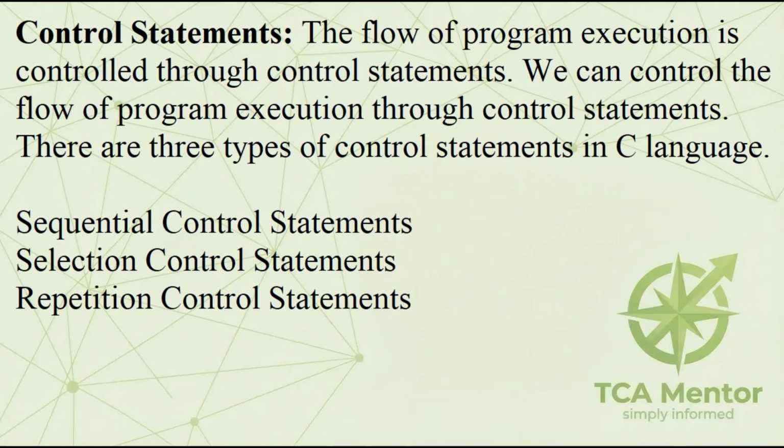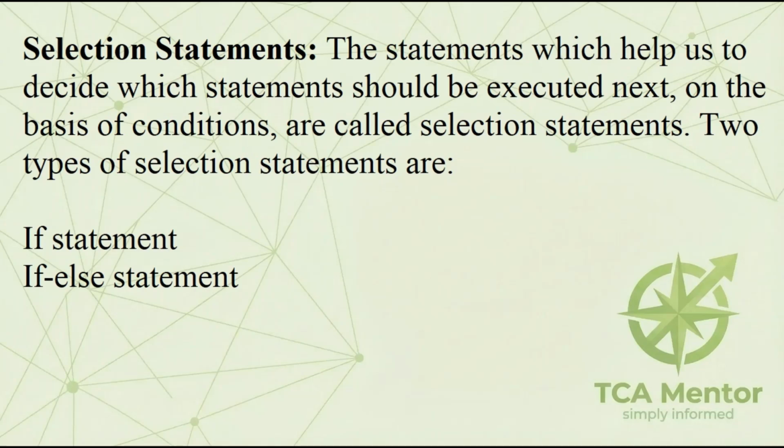Control statements. The flow of program execution is controlled through control statements. We can control the flow of program execution through control statements. There are three types of control statements in C language: sequential control statements, selection control statements, and repetition control statements.